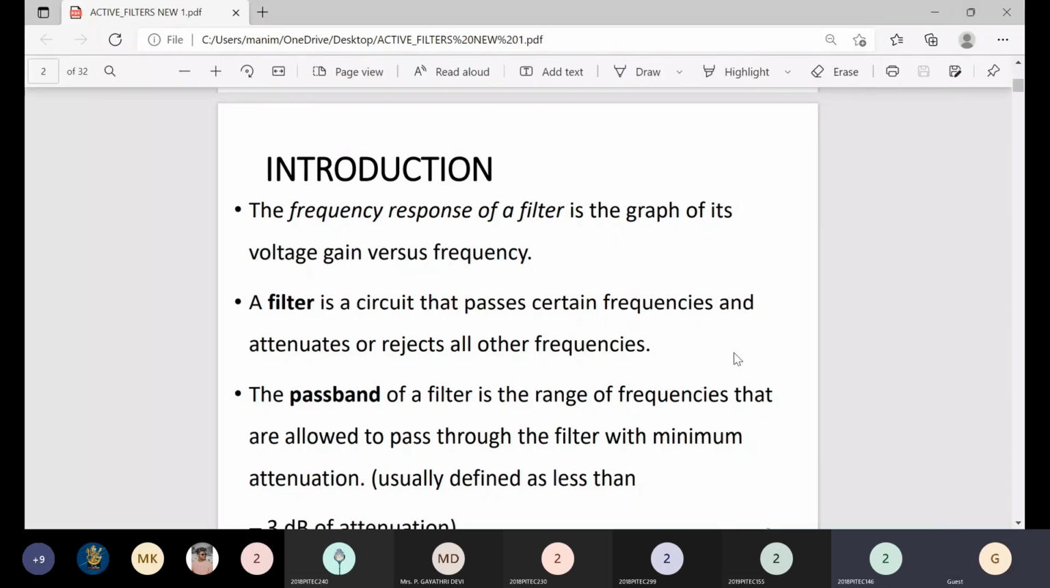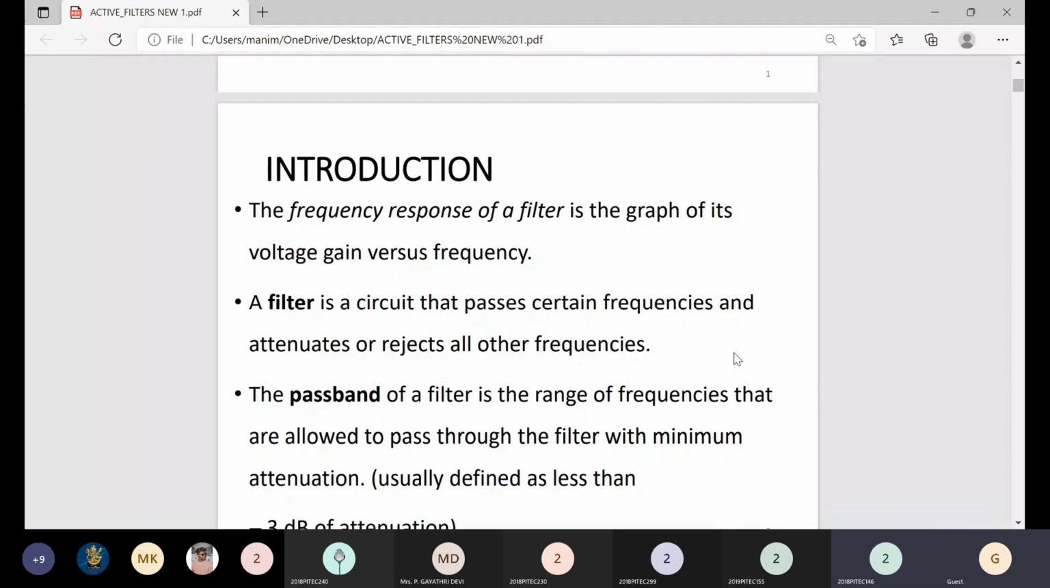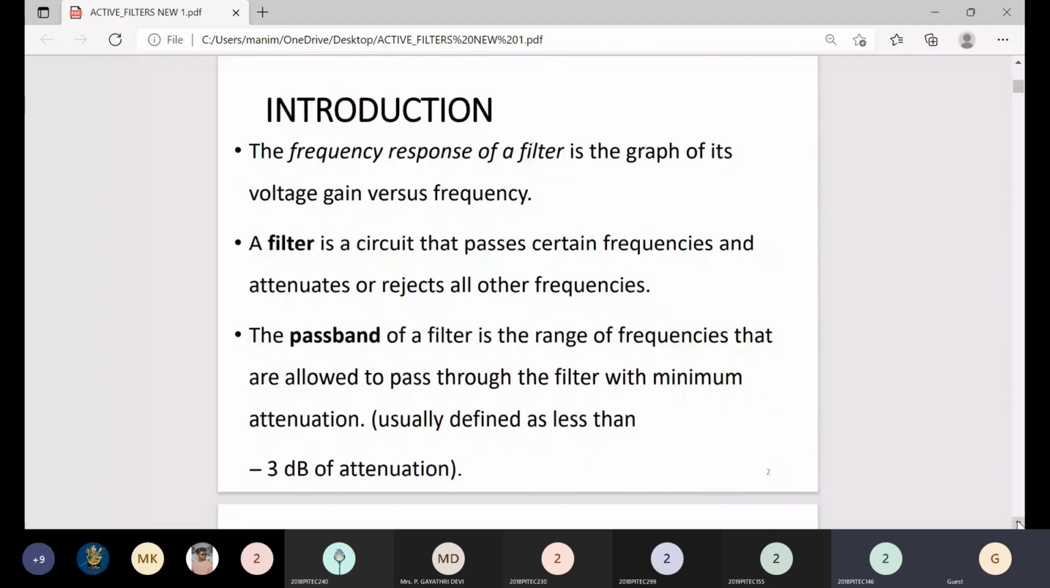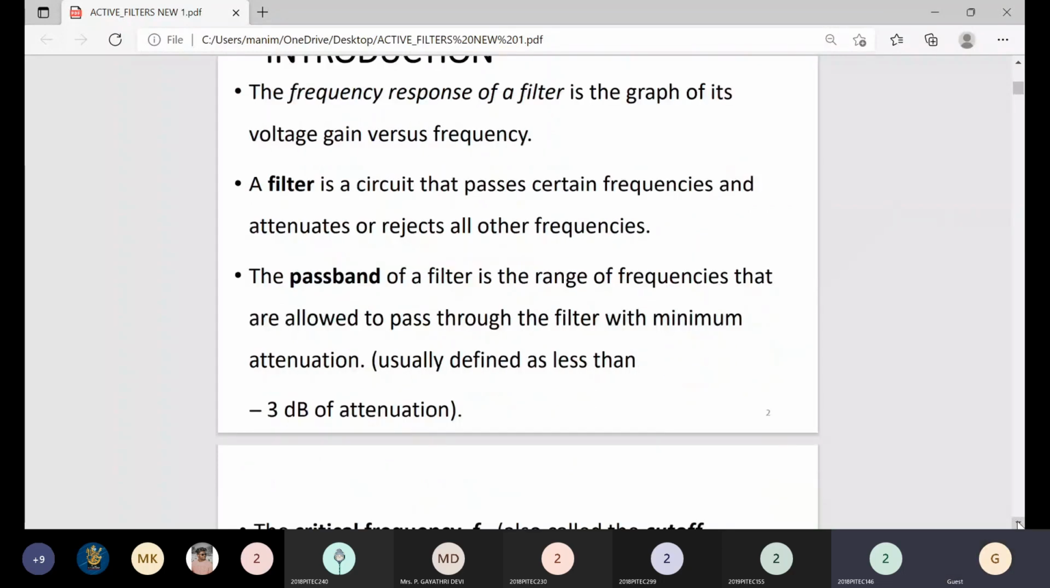Each filter passes some frequencies, that is called the pass band, and attenuates some frequencies, that is called the stop band. Here, how we define the frequency response of the filter: in the x-axis we consider frequency, in the y-axis we consider the voltage gain. Depending upon the filter frequency, you can say it is pass band and stop band. We have a particular range of frequencies for the pass band and a particular range of frequencies for the stop band.